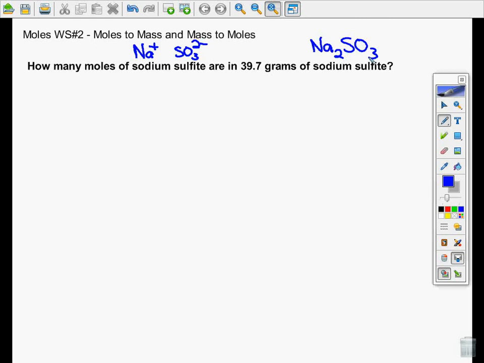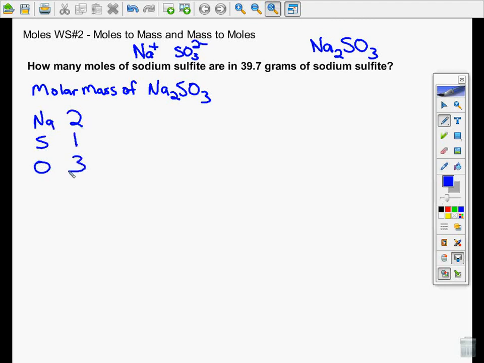Now our first step in this, with the sodium sulfite, is to actually get the molar mass of this. So we need the molar mass of sodium sulfite, Na2SO3. So figuring out the molar mass, first thing you have to do is write down what elements you have. Here I have sodium, I have sulfur, and I have oxygen. And then I have to take into account how many I have of each. Sodium I have 2, sulfur I have 1, oxygen I have 3. Pretty easy one there. And then I have to look at the molar mass.